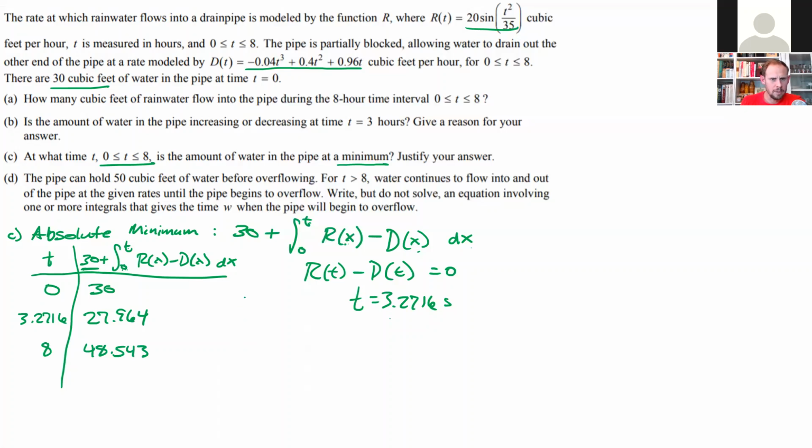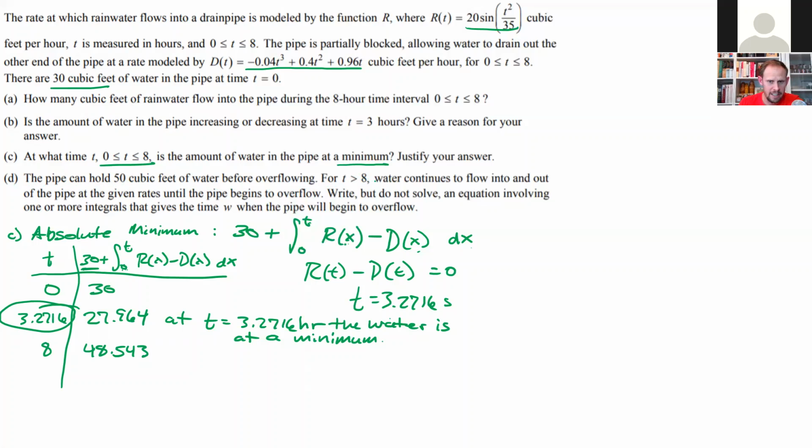All right, so the minimum: at what time is the water an absolute minimum? Justify your answer. So at time 3.2716 hours, the water is at a minimum. There we go. D, the pipe can hold 50 cubic feet of water before overflowing.